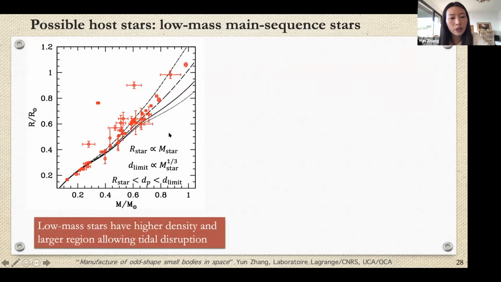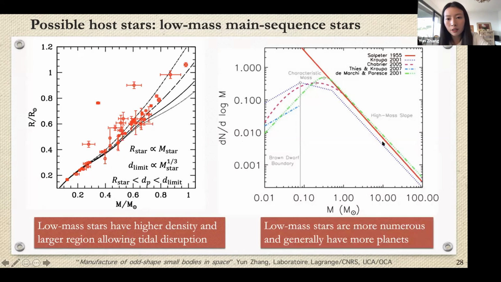First, the radius of a main sequence star is proportional to its mass, and the tidal disruption distance is proportional to the star's mass with a power of 1/3. The low mass stars have a higher density and a larger region that allows tidal disruption to occur. In addition, the low mass stars are more numerous and generally have more planets. So these two factors can make a large contribution to the Oumuamua-like interstellar object population by tidal disruption.